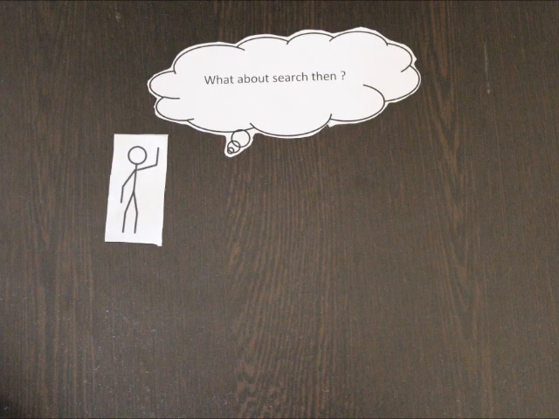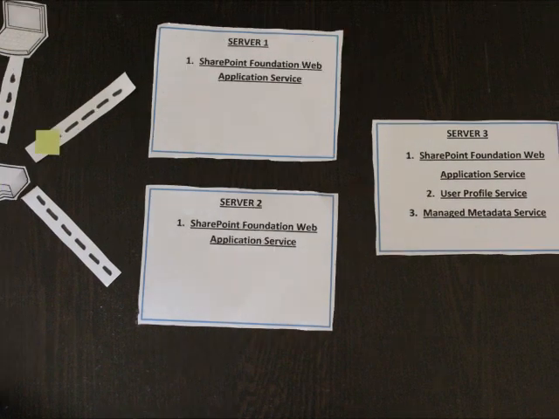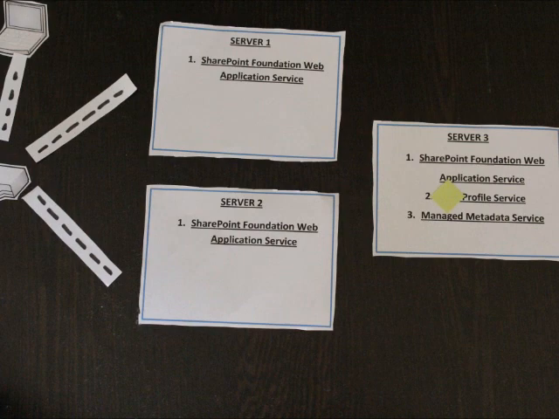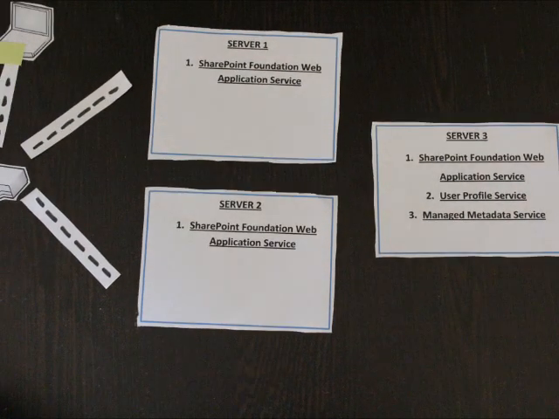Now, let's say a user searches for a keyword. Although server 1 and server 2, which are in rotation, do not have the search services configured, they internally communicate to server 3, which has the search services configured, and return the results to the user via server 1 or server 2.